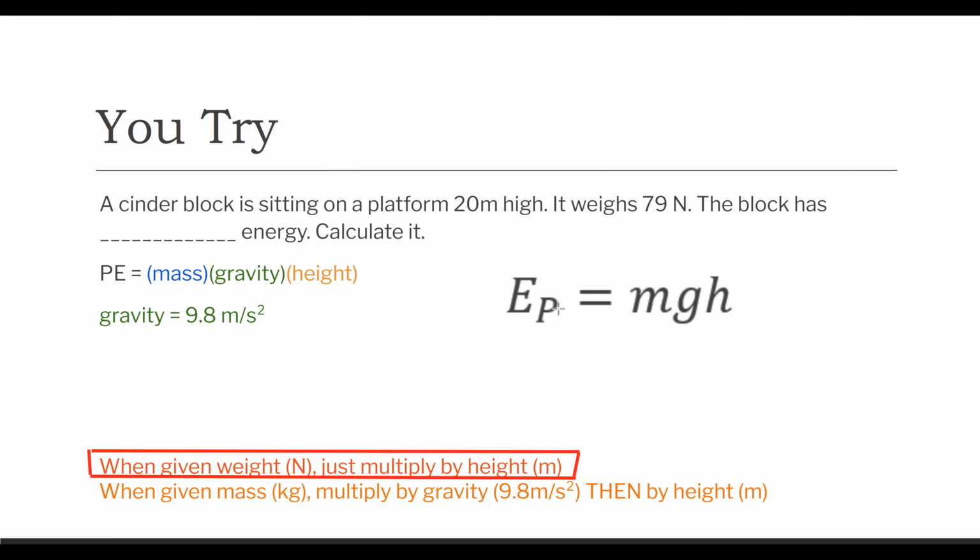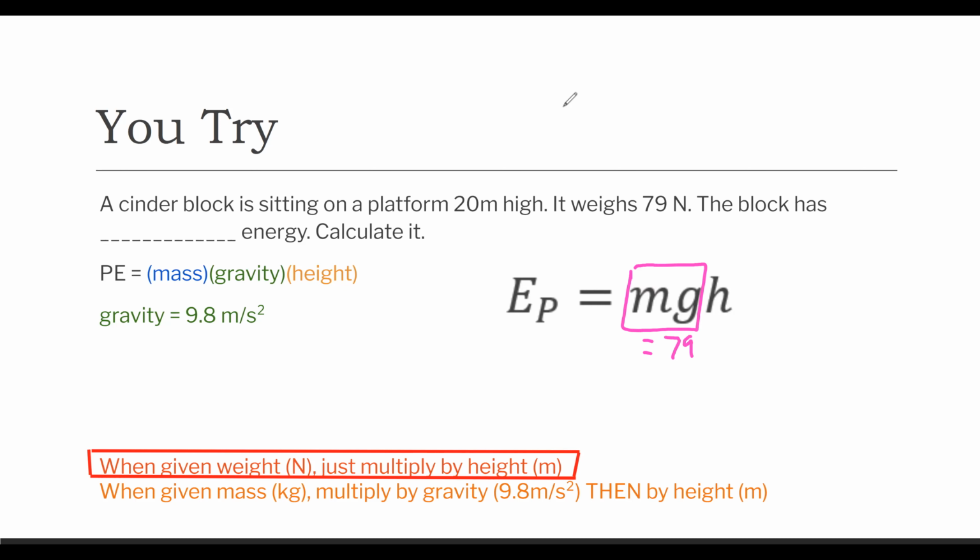If it says newtons, like it does right here, then they have already multiplied the mass and the gravity together. So M times G is equal to 79 right here. They already had a mass and they already multiplied it by 9.8. And when they did that, they got 79. So now, instead of multiplying 79 times G, they already did that for you. So you don't have to do that.